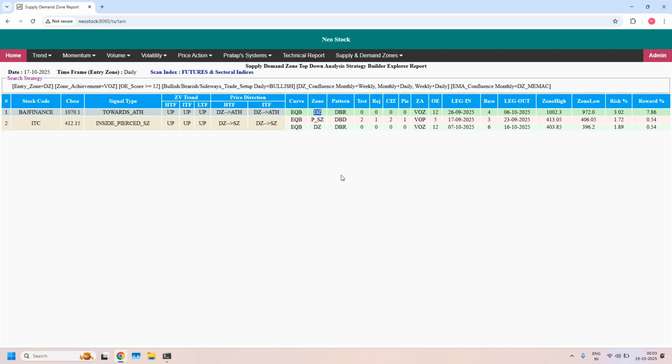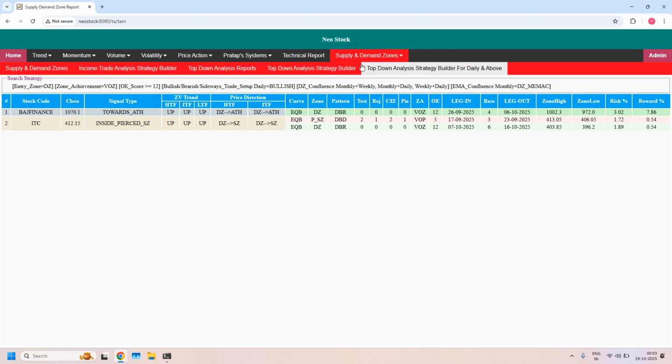Provided less than 20 checklist items are satisfied. Otherwise, higher chances of zone violation. Okay, this is about bullish trade setup for monthly income trade. Next, bearish trade setup for monthly income trade.